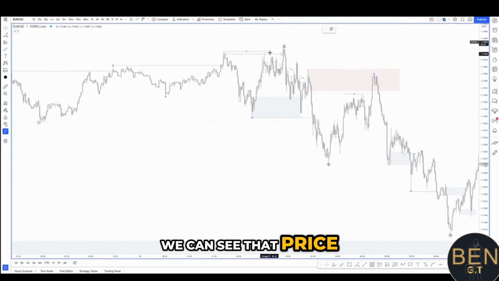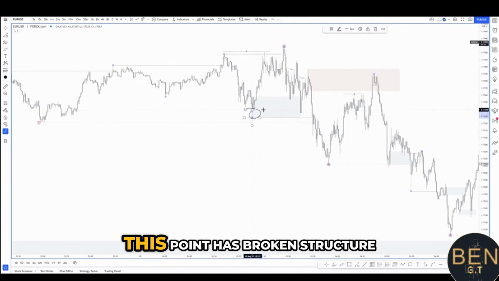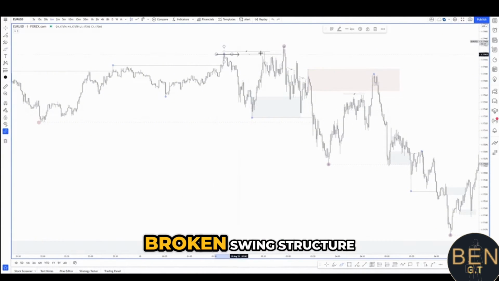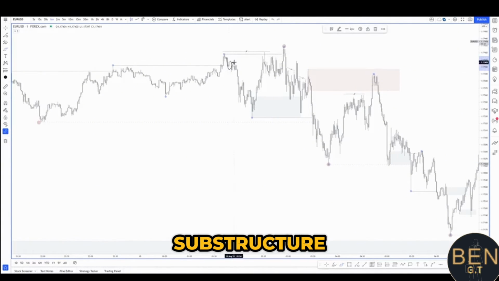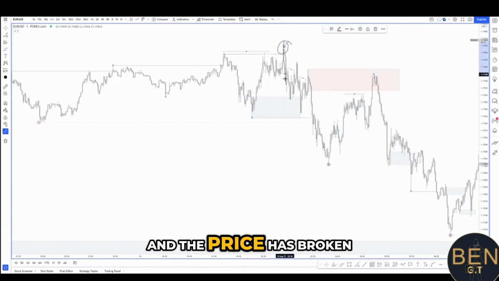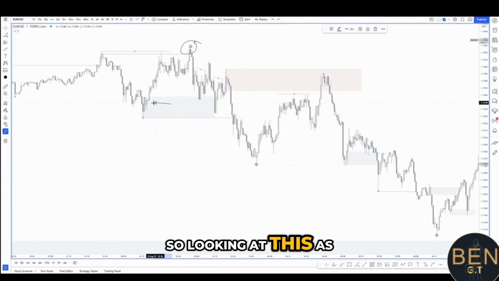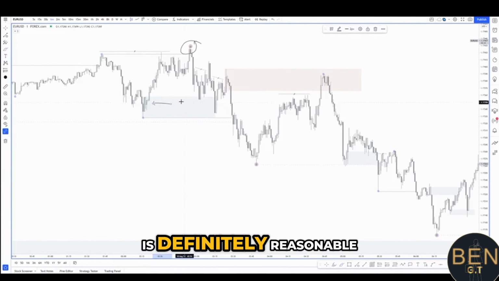We can see that price has created equal highs, broken structure. So we can see as this point has broken structure, we've broken swing structure, and we've begun to break substructure and taken out all of the internal range liquidity. And the price has broken that structure and then continued moving to the downside. So looking at this as a valid demand zone is definitely reasonable.